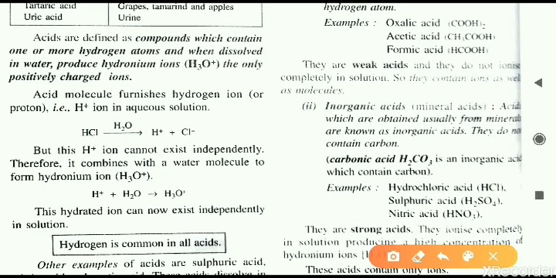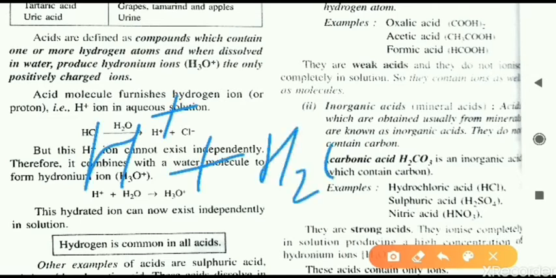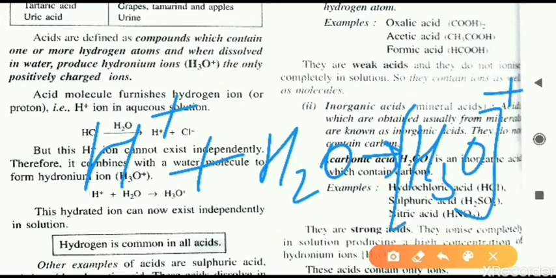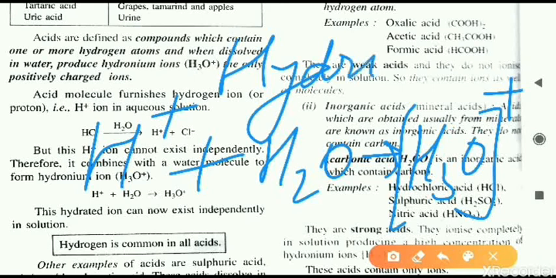This H plus ion which is produced when acid is dissolved in water is not a stable ion. It cannot remain independent, and as a result it combines with the water molecule. In the water in which we have dissolved the acid, this H plus ion will combine with the water molecules, and what we get is H3O plus, that is hydronium ion. The formation we have seen already in the previous chapter. So hydronium ion is formed.